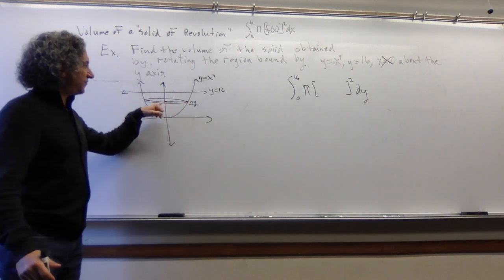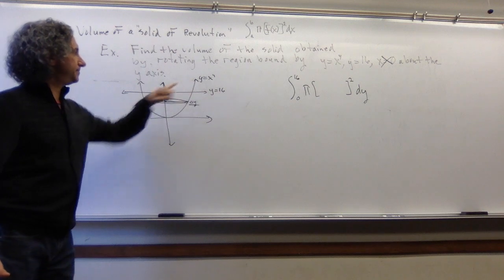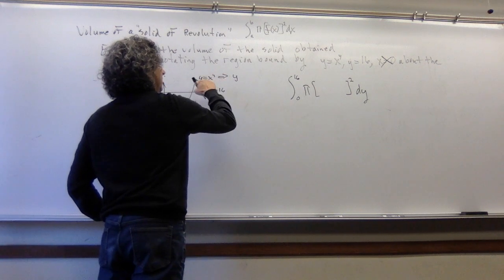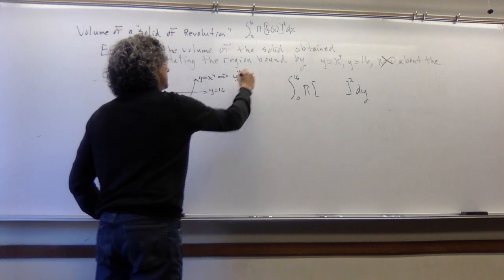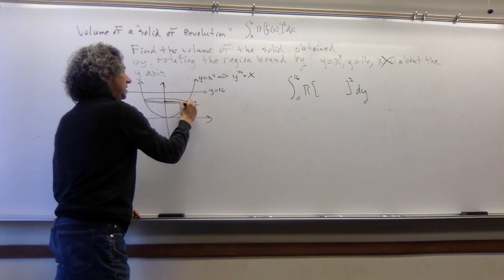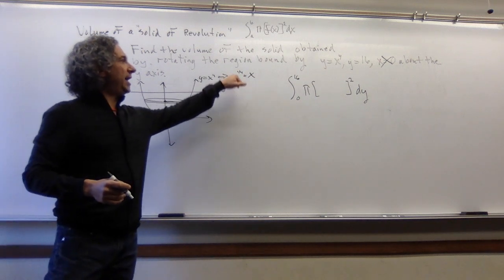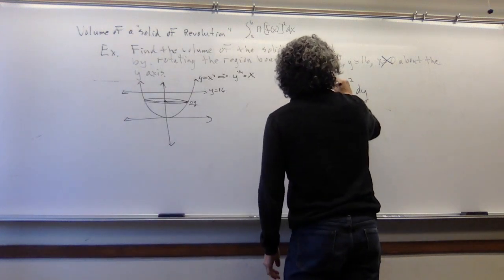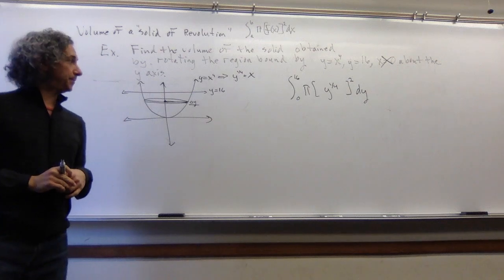Well, this radius for a given y is, well, let's see. If y equals x to the fourth, then y to the 1/4 is equal to x. So for this y, if I want this length from here to here, I could just take y to the 1/4. That will give me that distance, and that will give me the radius. So this would be the integral that you need to look at.